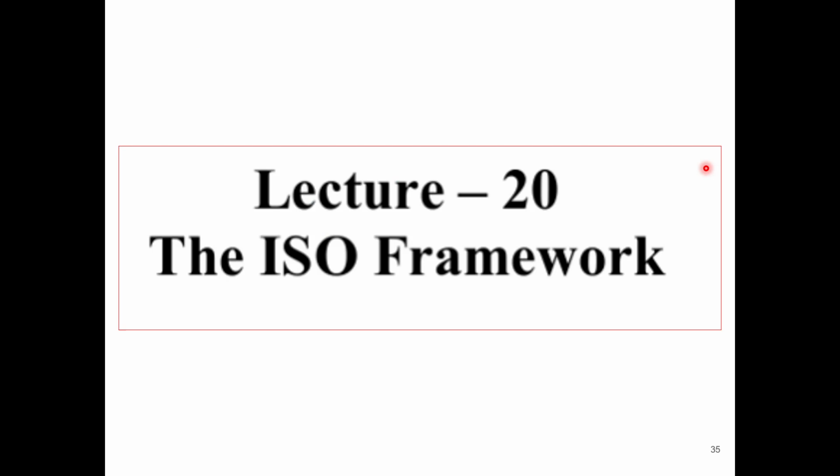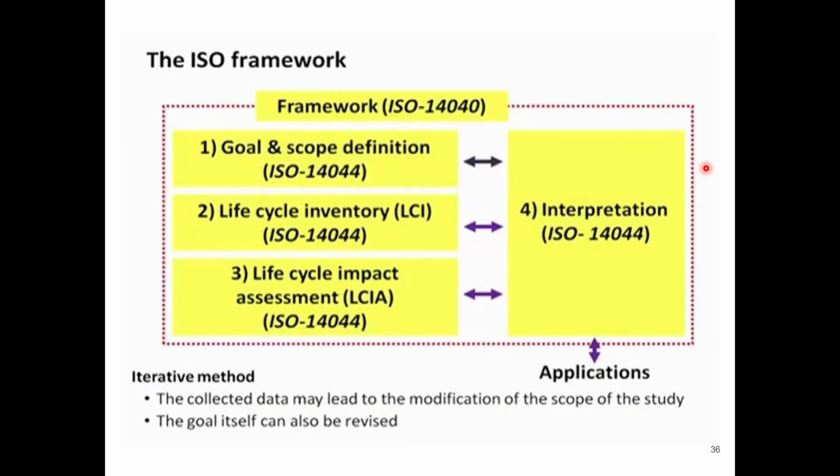Now let us go through the ISO framework. The framework has been prepared and published in ISO 14040. It has four categories, as we have discussed initially. The first is goal and scope definition. The second is the life cycle inventory, which is LCI. Third is life cycle impact assessment, which is LCIA, and the fourth is interpretation.